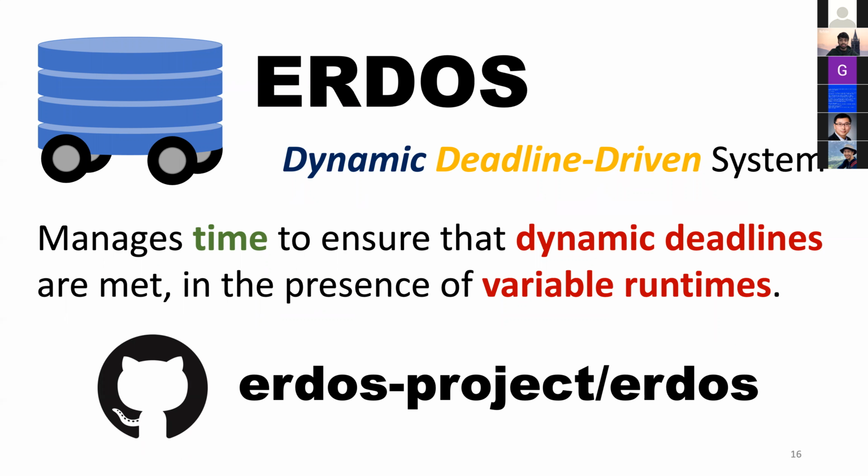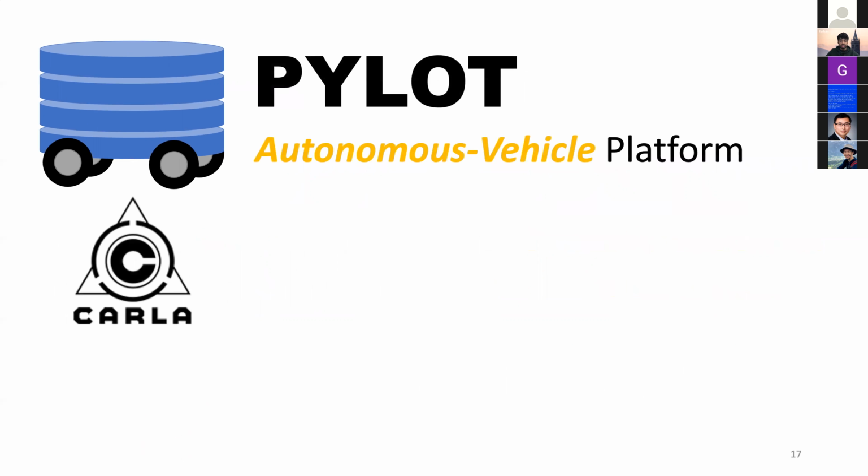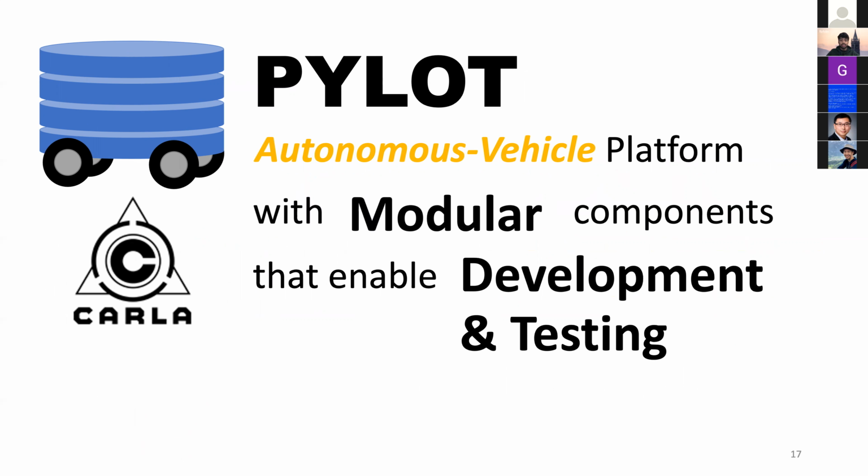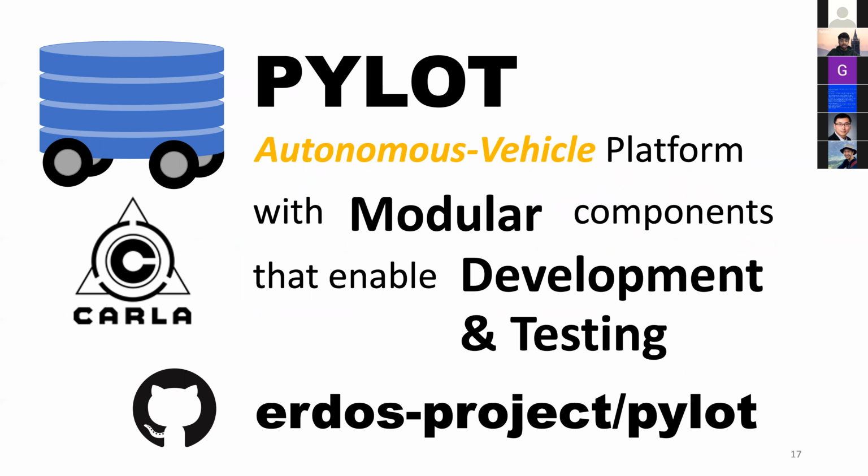In addition to the execution system, we have also built Pylot, which is a state-of-the-art autonomous vehicle platform with modular components that allow developers to plug and play different implementations of the various components in the pipeline in order to develop and test the effects of new algorithms and models on the driving behavior of a vehicle. Similar to ERDOS, Pylot is open source and is the only open source autonomous vehicle pipeline that works on the freely available CARLA simulator.